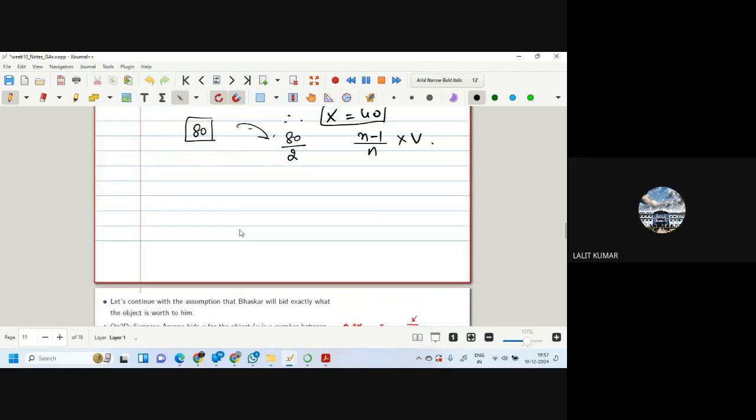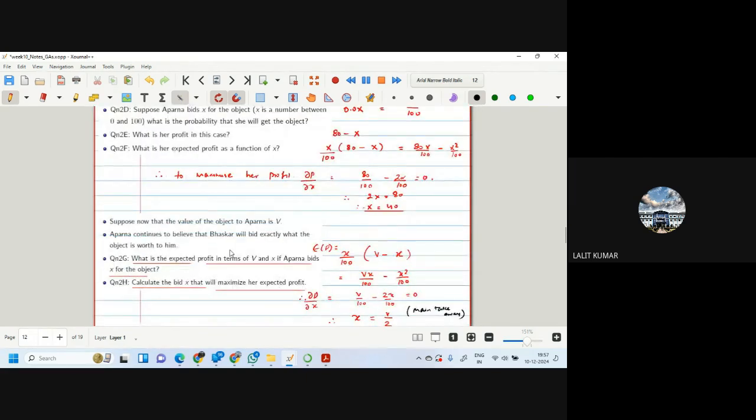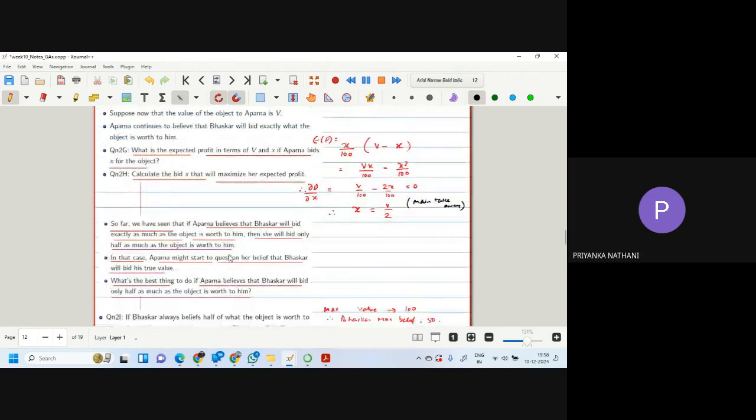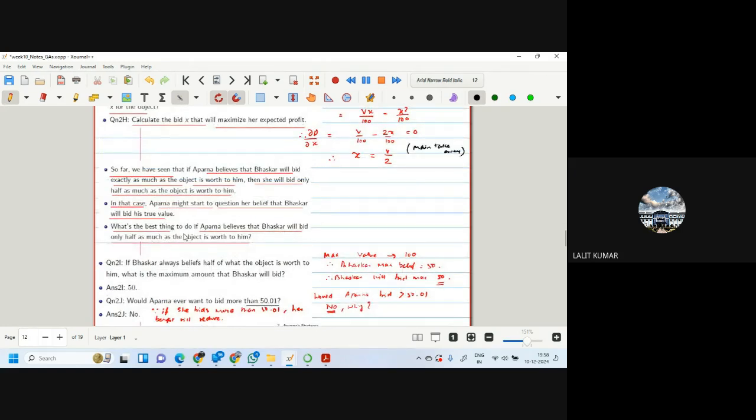So this was the case when she thinks that Bhaskar will bid his true value, whatever he is thinking. So we have seen that. In the second case, they are trying to prove that Bhaskar will bid only half of the amount. If Aparna believes that Bhaskar will bid only half as much as the object is worth to him, what is the best thing to do?